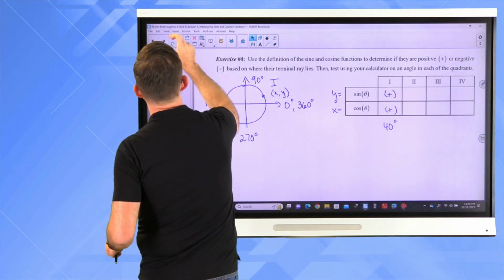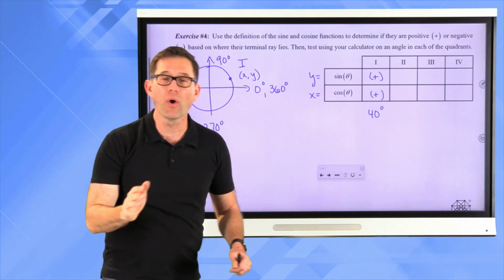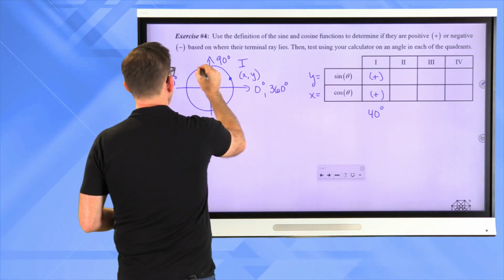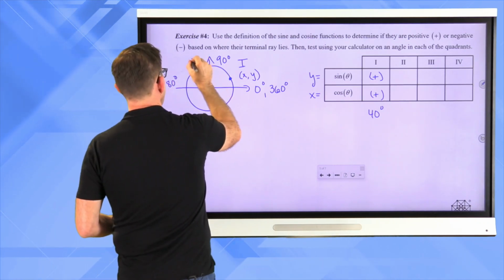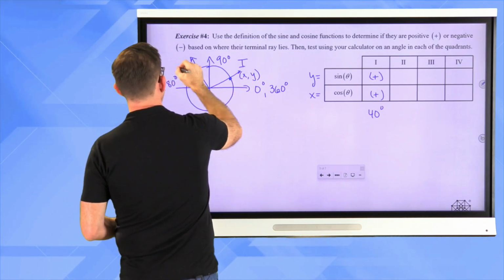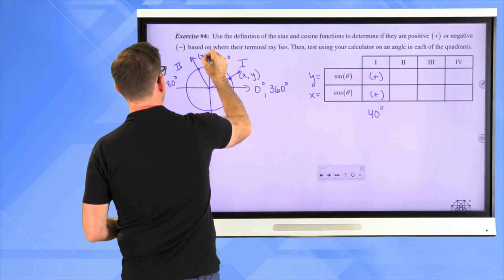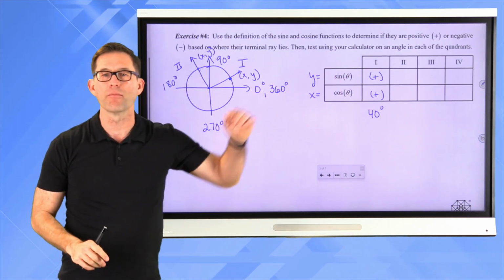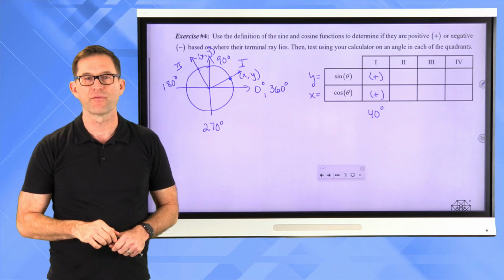Now, I know you could use a calculator to figure out the rest, but I don't want you to do that. I want you to do it by geometry. So if I took an angle in the second quadrant, I want you to think about x and y, whether they're positive or negative, and fill that out. Pause the video now and consider that for a moment.